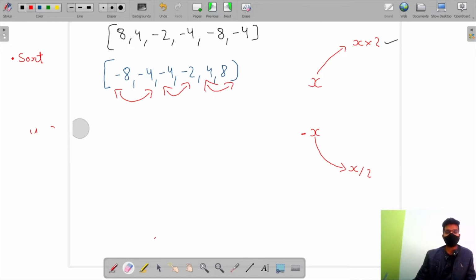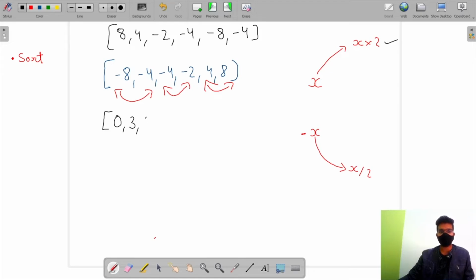Now we still have not discussed one case. You must be wondering that we have discussed the positive elements and the negative elements, but what will happen when we get a 0? Okay, so let's say we got 0, 3, 6, 0. If we are given this array, what was our first step? To sort our array. So let's sort this. What will we get? 0, 0, 3 and 6.